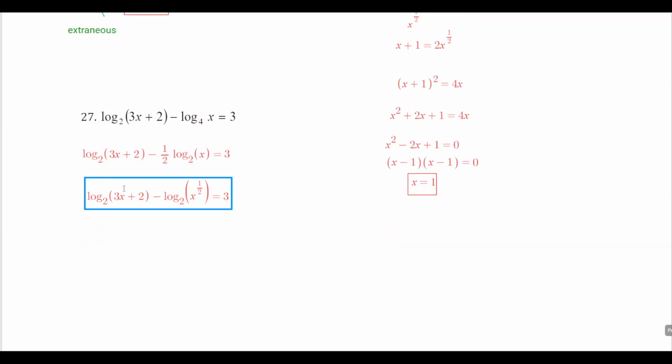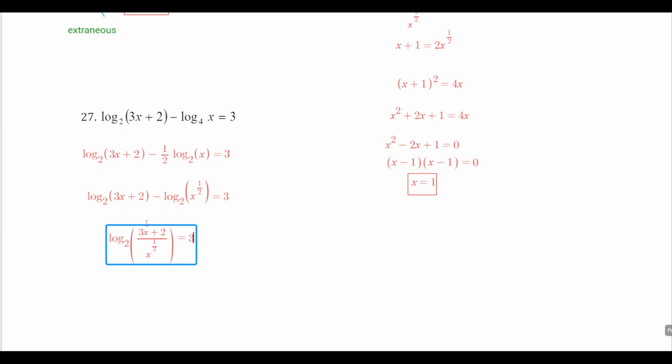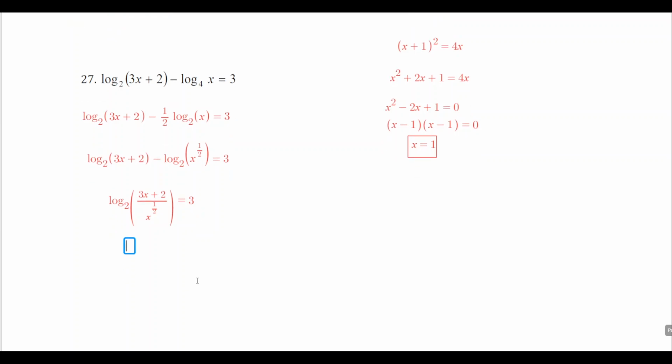And now we're going to use the quotient property. So we get log base 2 of (3x plus 2) over x to the power of 1/2 equals 3. Can use my inverse property to now rewrite this as (3x plus 2) over x to the 1/2 equals 2 to the third, which is just 8. I'll just leave it as 2 to the third for now.